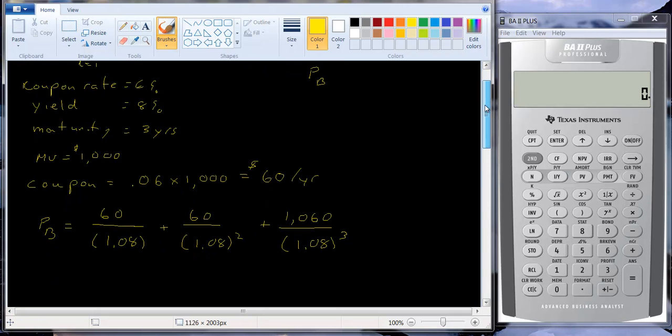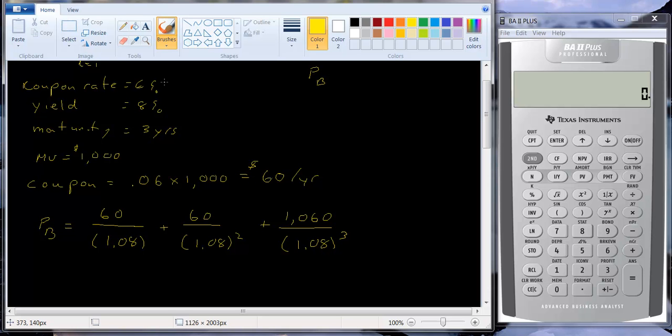And I've written this out to save a little bit of time. Say we have a bond with a 6% coupon, an 8% yield to maturity, 3 years until it matures, and a maturity value of 1,000. So if we know what the coupon rate is, we take the coupon rate and we multiply it by the maturity value and we get the coupon or the interest payment. So you're going to get $60 a year in interest, and then you're going to get back $1,000 when the bond matures in year 3. So the bond pricing equation looks like this.